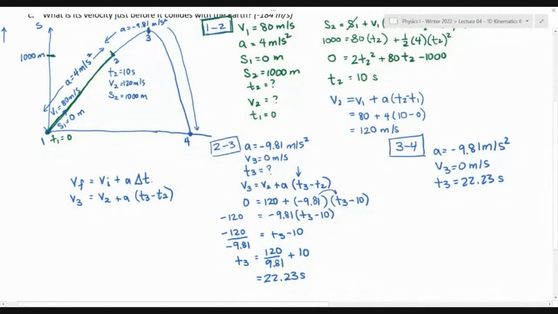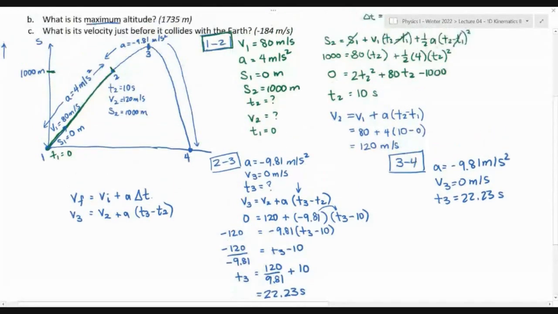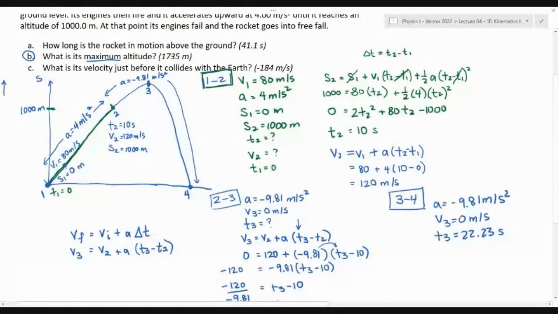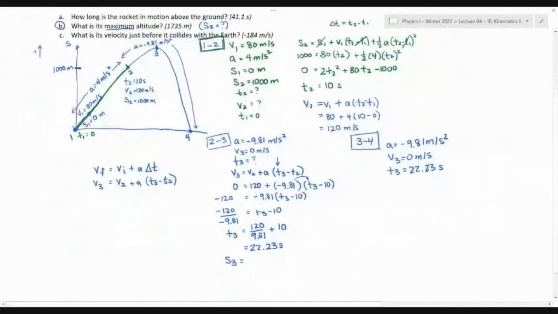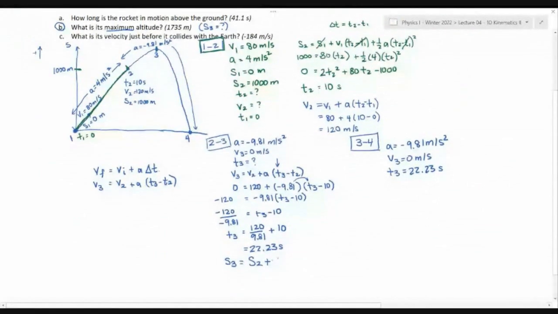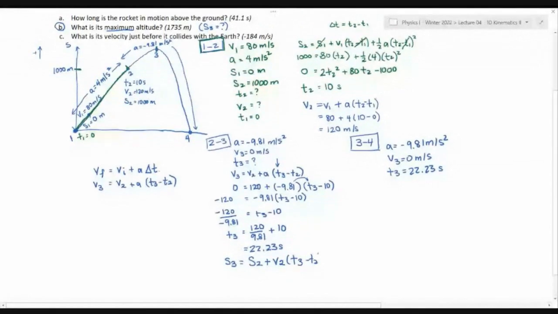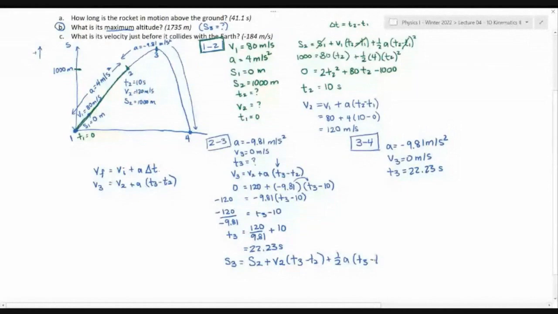Oh, we never found out what the S3 was, so we should go back to that. We should figure out what S3 is because part B says, what is the maximum altitude? So that's really what is S3? That's what we need to solve for still. So if we're going to solve for S3, the equation would be S3 equals S2 plus V2 delta T, which is T3 minus T2, plus 1/2 A delta T squared.